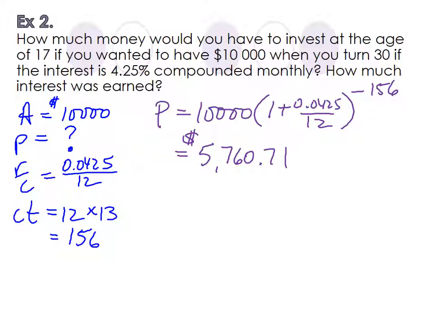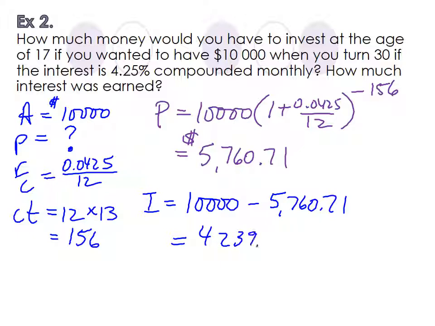The second part of the question, how much interest was earned? So if we want to calculate how much interest was earned, take how much money you walked away with, your future value, subtract your principal, your initial investment, and that will give you how much money you actually earned. So 10,000 minus 5,760.71 is 4,239.29. And that's how much interest you earned.